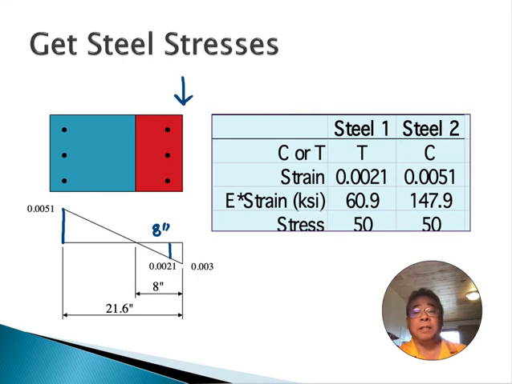Or what I've done here in this table, I've just taken that strain and multiplied by E, and I've got 60.9 ksi and 147.9 ksi. That obviously can't be, because it yields. If it's over 50, you just replace that with 50. I find that's the easiest way to do it. The red is in compression because it's on that side of the neutral axis, and the blue is in tension. And so the steel that has a strain of 0.0021 is in compression. Oh, I've got that backwards. Just a minute.